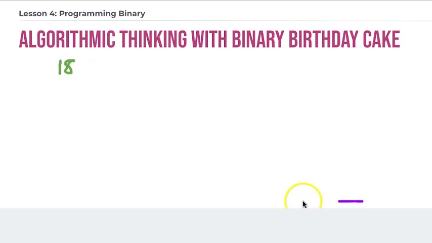So here's the indigo candle, or 2 to the 0. No, that was the violet candle. This is the indigo candle, or 2 to the 1st, 2 to the 2nd, 2 to the 3rd, 2 to the 4th, 2 to the 5th, 2 to the 6th. So those are our candles. Okay, so 1, 2, 4, 8, 16, 32, 64. And we don't need any more than that because we're not going over 127.